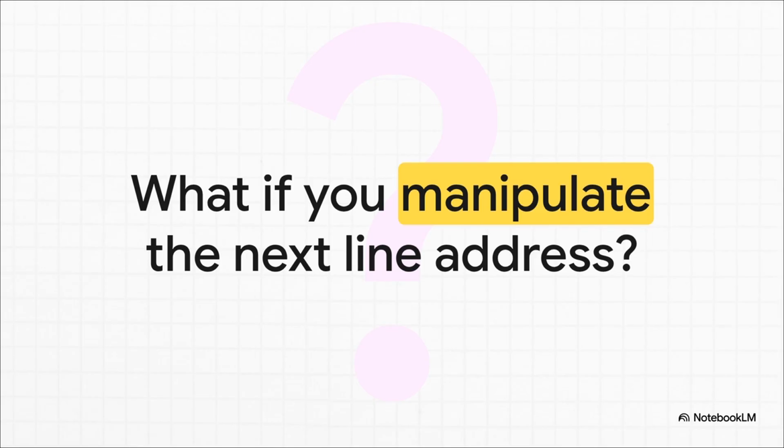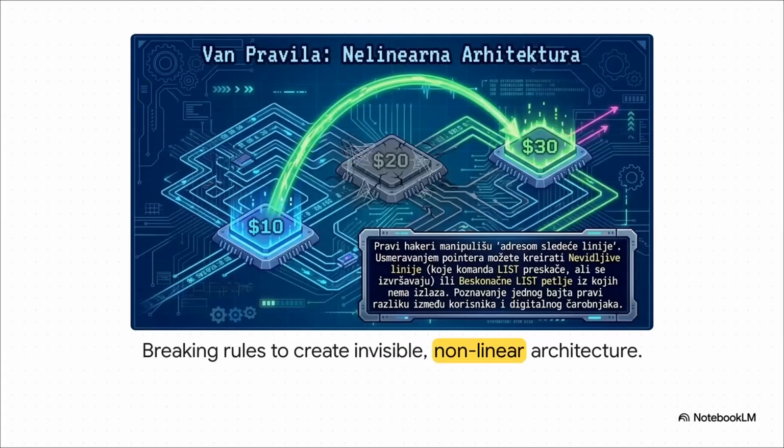We know the rules now. We know the computer blindly follows the pointers it finds in memory. So I want to pose a pivotal question straight from our source material. What would happen if you bypassed the keyboard entirely and intentionally manipulated the pointer for the next line address in the raw memory? The answer is absolutely mind-bending.